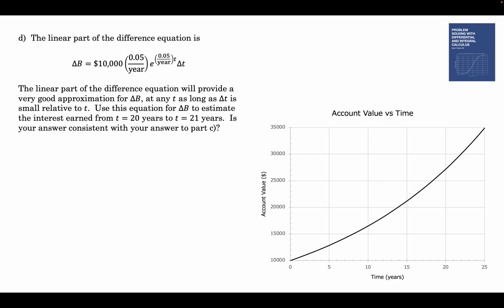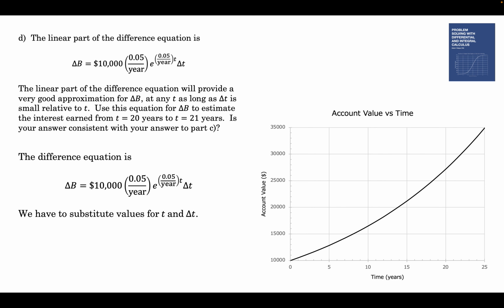Part D asks us to use the difference equation, and they give us the difference equation. So here's delta B, here's delta T. This is how the bankroll changes over some time interval, delta T, at T. So using this equation, estimate the interest earned from 20 years to 21 years. There's the difference equation, just copied it down again. Now we have to plug in a T and a delta T. Do you know what these values are? If not, stop the video and think about it. Make sure you understand what's going on here. It's hard. It's calculus.